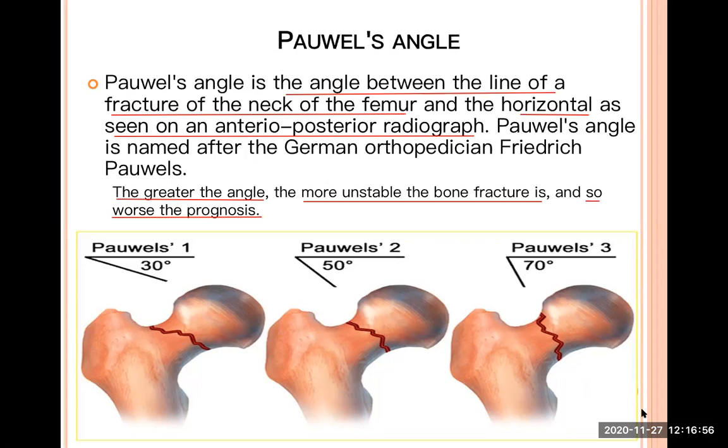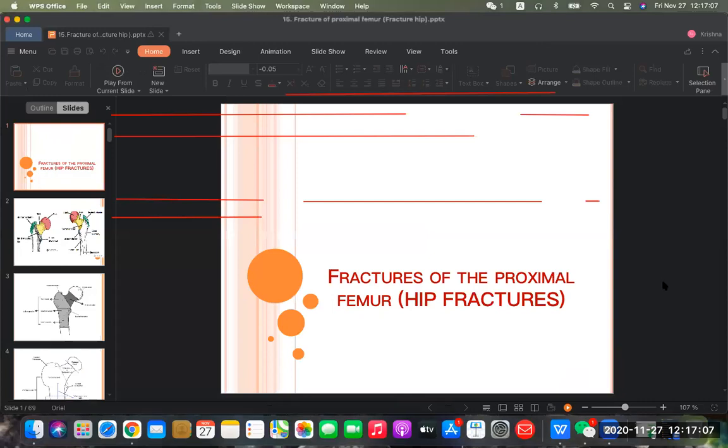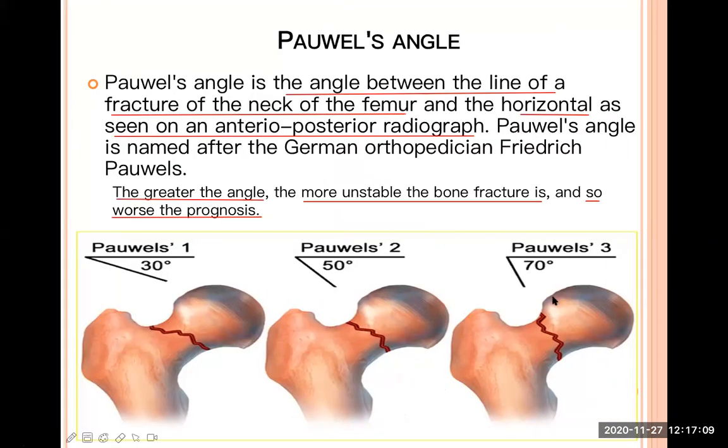70 degree. Of course, 70 degree. Very good. The third one, the fracture which is having 70-degree angle or Powell's angle larger than other, is a very unstable type of fracture. And this is a clear-cut case of subcapital fracture.